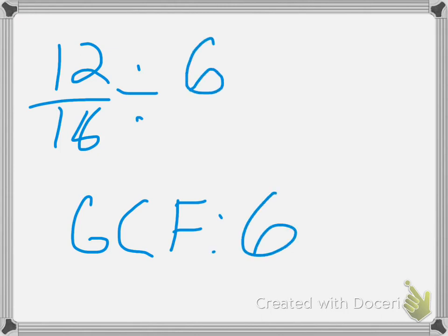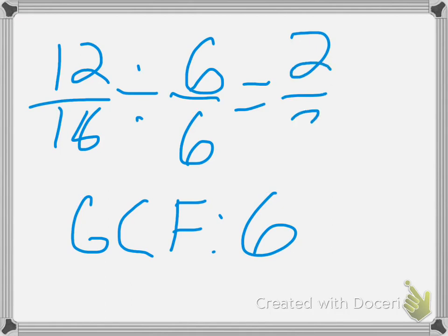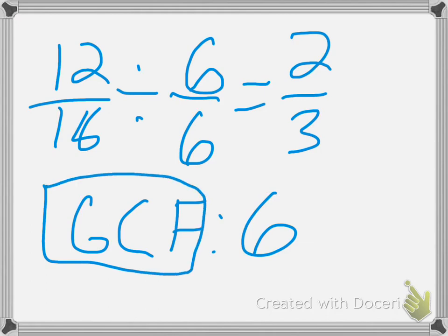So if I divide both numbers by 6, again, I'm going to write 6 in the numerator and the denominator to keep the fraction equivalent. My quotient is going to be 2/3. And since I divided by the greatest common factor, the GCF, I know that 2/3 is in simplest form, because their only other common factor would be 1.